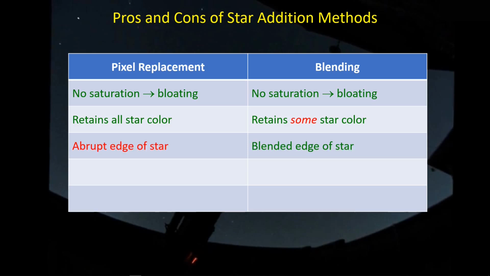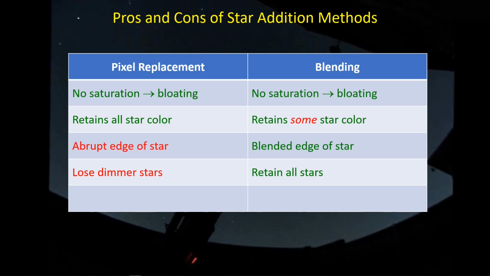One of the big disadvantages of the pixel replacement method is that you can clearly see the abrupt edges of stars, which is not very satisfying. It's kind of unrealistic looking. The blending method is awesome. It does a great job of taking the faint edges of stars and blending them in with the nebulosity. It leaves you with more natural looking stars in the foreground and nebulosity in the background.